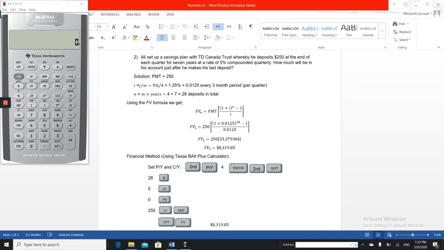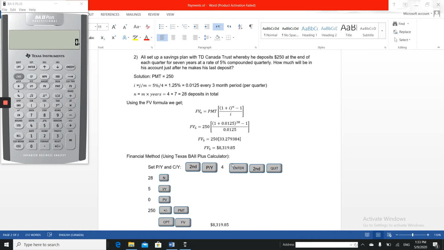Here I have some deposits. The amount of each deposit is 250. Here we have some regular deposits. So when we have some regular deposits or some payments, we have an annuity. Payments or deposits are at the end of each quarter. When the payments are at the end of each time interval, we have an ordinary annuity.